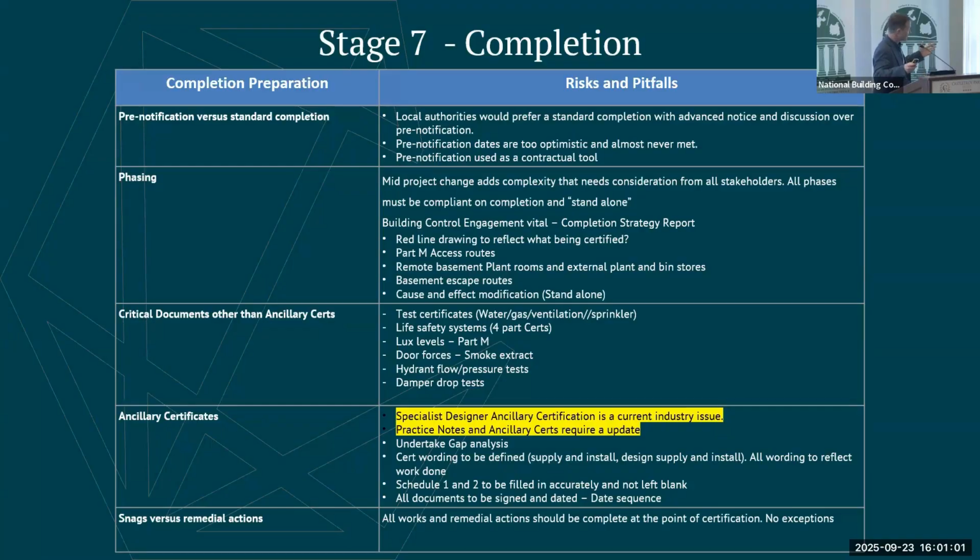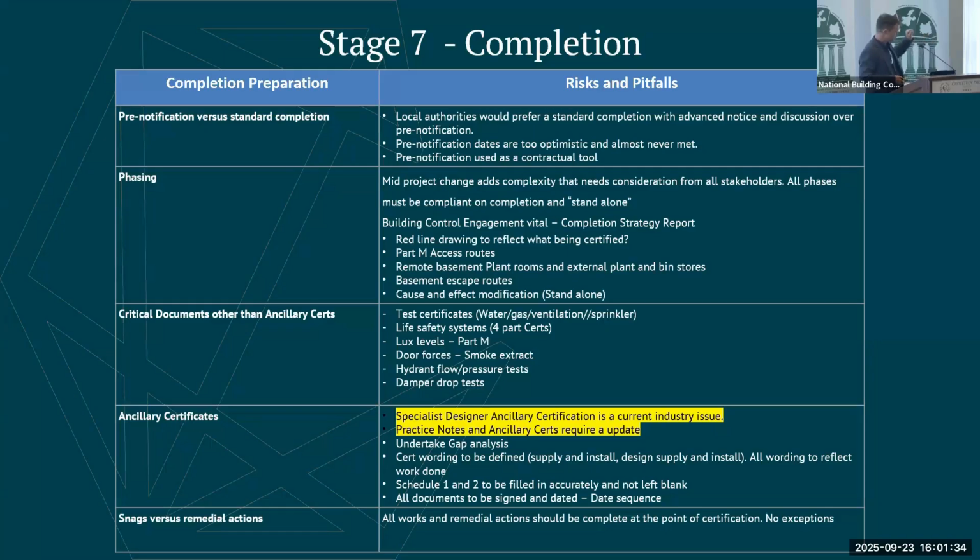so everyone is aware of ancillary certs that we require at a completion stage. We also need elements like test certificates for gas, for electricity, for ventilation, for sprinkler tanks. We'll need the life safety system certificates, the 4-part certs for emergency lighting and fire detection, lux level verification, especially where we've got external steps. It's always an issue in relation to lux level measurements, so they'll have to be tested at night in advance of the handover to make sure that we're in compliance with the DAC report.